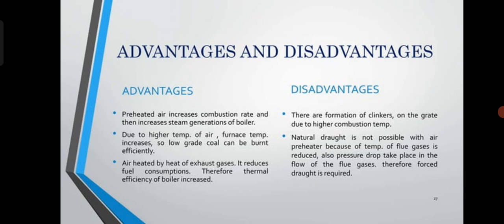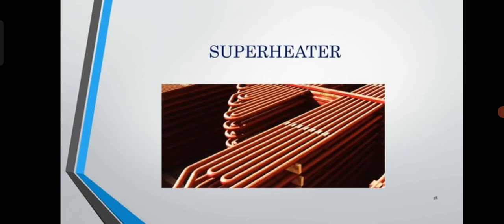Disadvantages. There is formation of clinkers due to the higher combustion temperature. An economizer is not possible along with an air preheater because the temperature of flue gases reduces. Also, pressure drop takes place in the flow of flue gases. Therefore, forced draft is required.